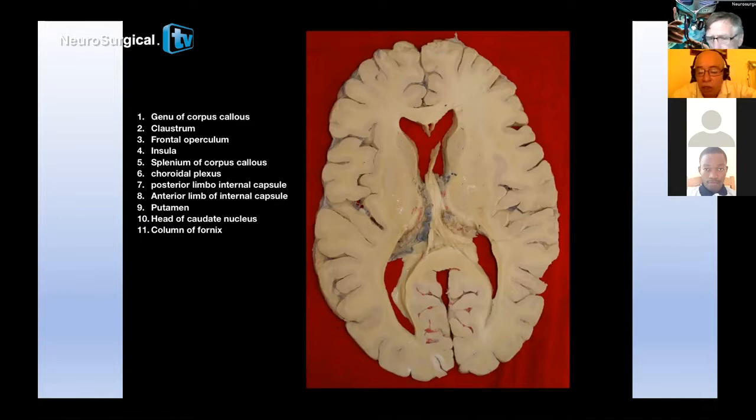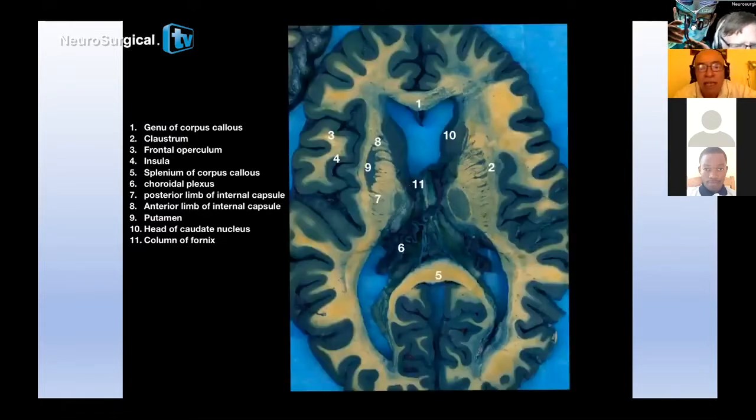But let's go to see with a mulligan staining. This is really beautiful because you can differentiate very, very well these structures. Here, we have the genu of corpus callosum, then claustrum in this part.